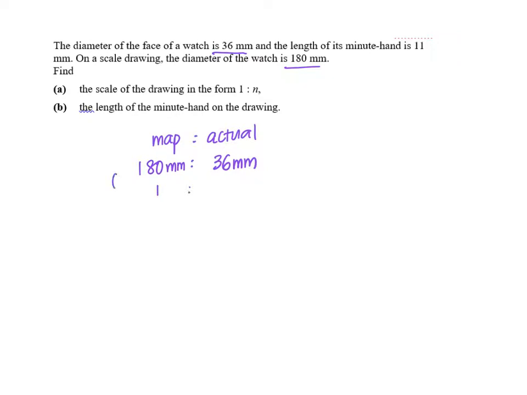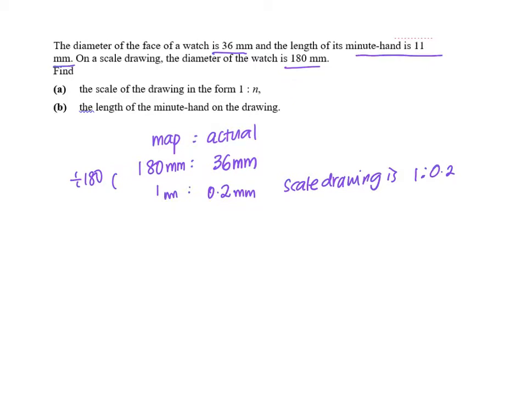Yes, divide by 180. Oh, I got decimal place. What do you get? Oh, 0.2. So the scale of the drawing is 1 is to 0.2. Now find the length of the minute hand on the drawing. So this is actually 1 mm with our scale drawing is 1 is to 0.2. But now I'll take 1 mm, 0.2 mm. Both can, I can use both, right? This minute hand is 11 mm.